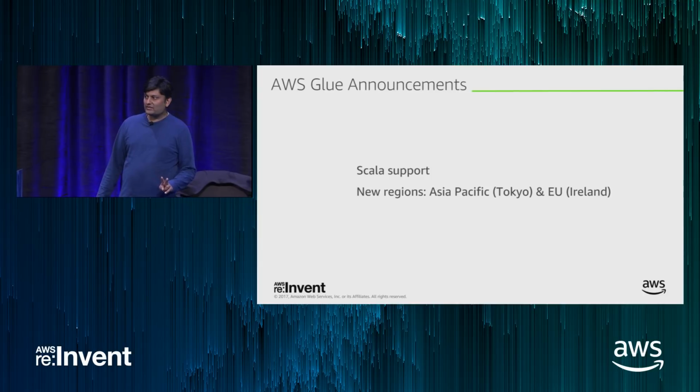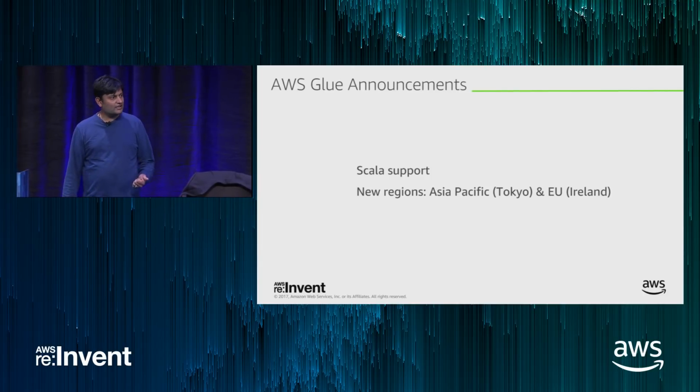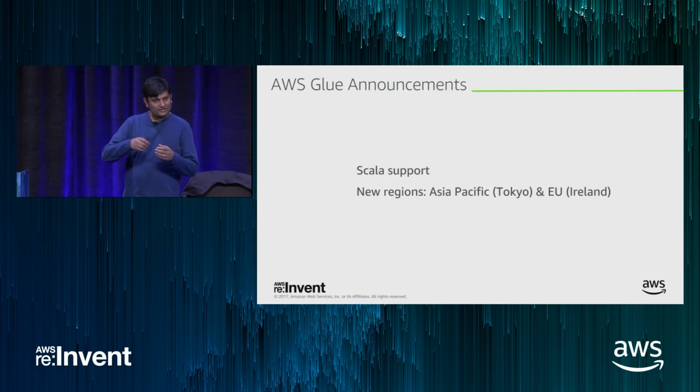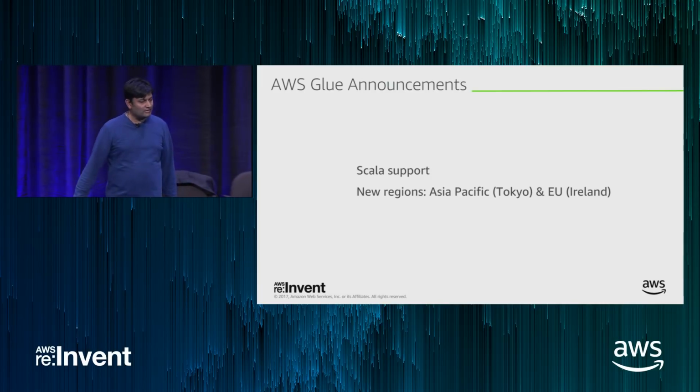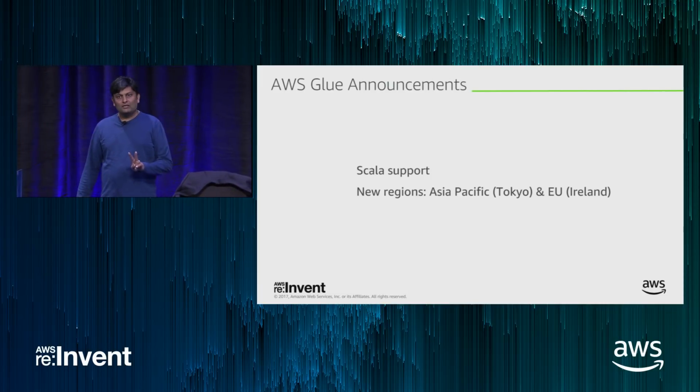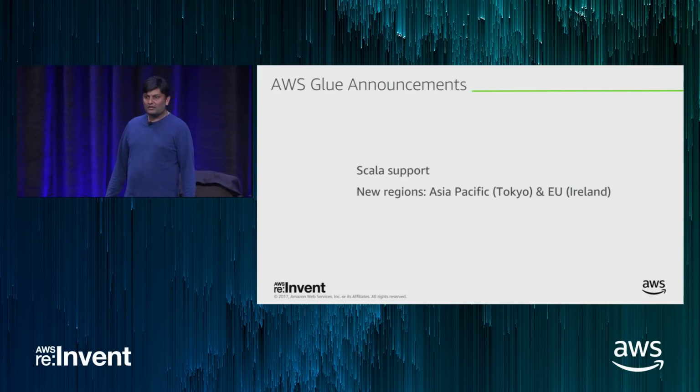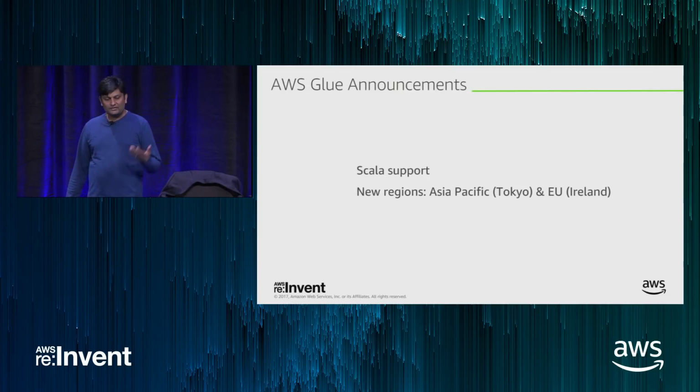I want to make 2 additional announcements. One, we're soon going to have Scala support. So all your scripts that are in Python right now can do a lot of orchestration, building these pipelines, but a lot of the heavy lifting that you need to do to process your data often needs to be done in Scala, and now you're going to be able to do that with the Scala support. There are also 2 new regions that are coming up, Asia Pacific, or Tokyo, and Ireland, so you can run your jobs from there.